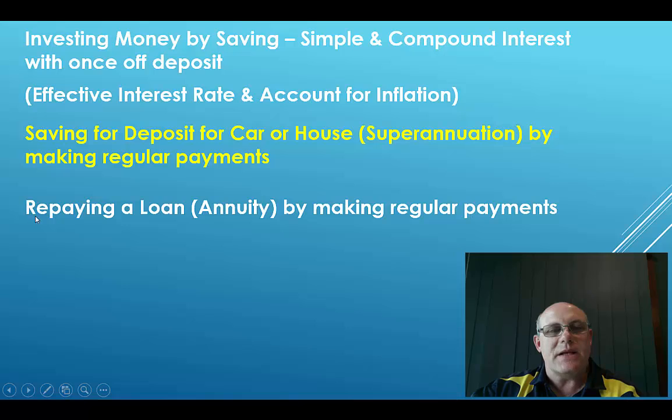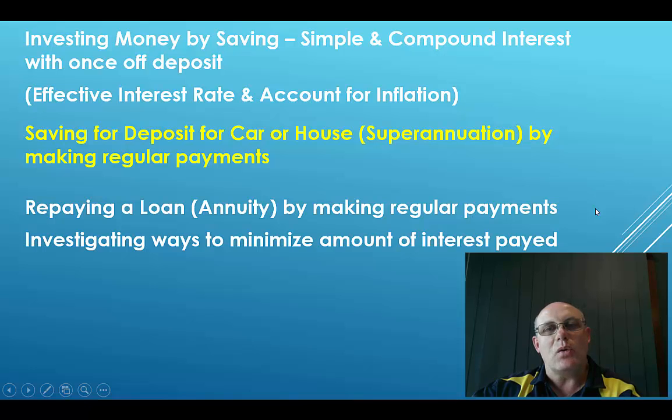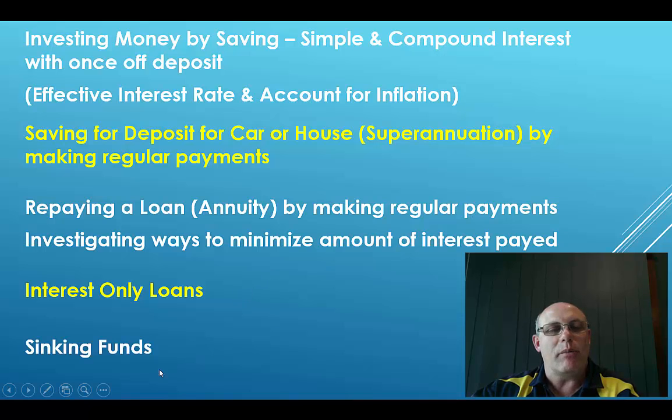Now, the next section we'll be looking at is repaying a loan, or an annuity, and we'll be doing that by making regular payments like monthly payments or fortnightly payments. The key thing about that is we want to look at investment strategies to try and reduce the amount of interest that you pay. And then we're looking at interest-only loans, very popular for investors today. We only have to pay the interest on the loan, not the principal. Good investment strategy, and then we'll be looking at sinking funds and how they work.